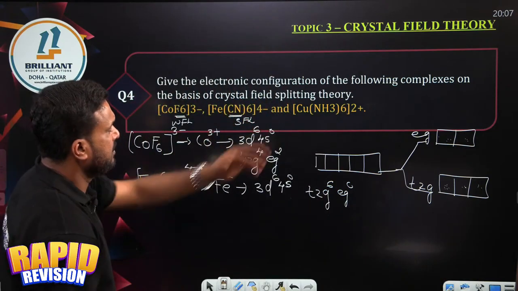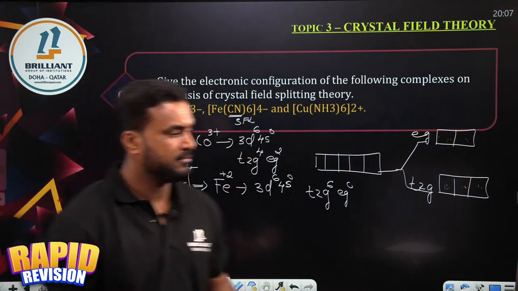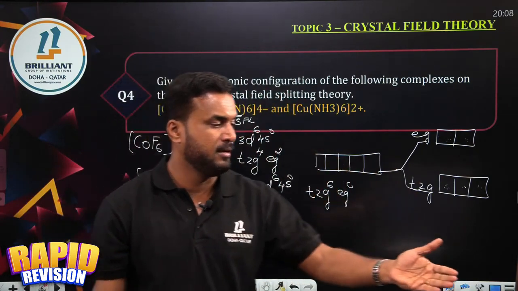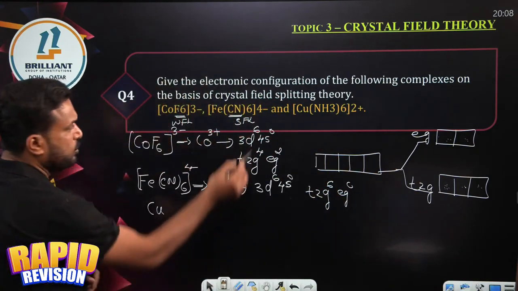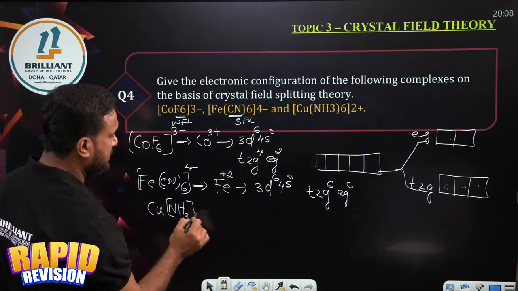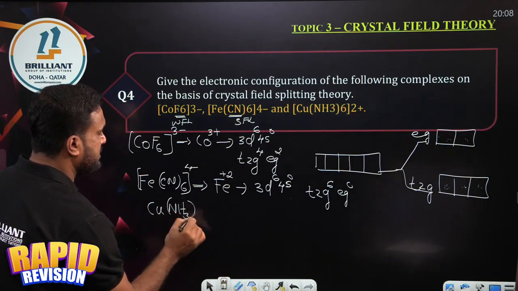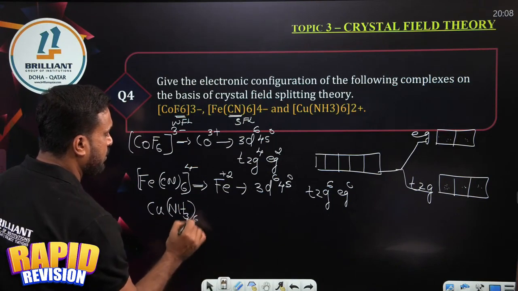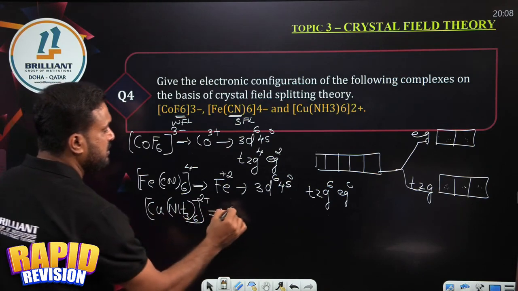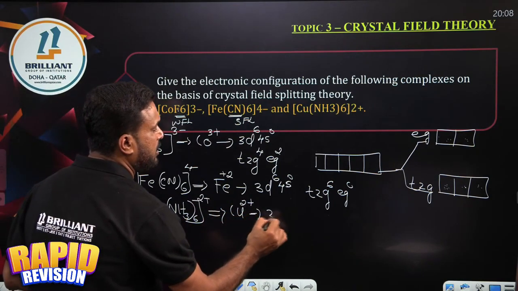Correct, good. Then take the third one. Can you see any exception over there? The third one, if you got the idea about the exception of nickel. Yes, Hiba. So [Cu(NH3)6]2+, sorry, six-times coordination sphere with 2+. Here Cu is in the 2+ oxidation state. Directly we can write Cu2+, so what is the electronic configuration that comes?